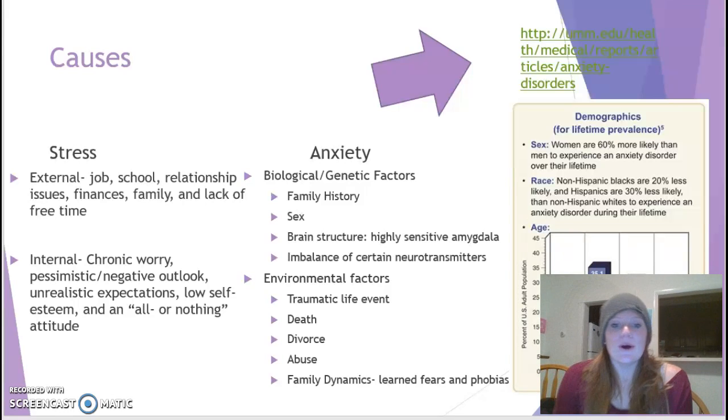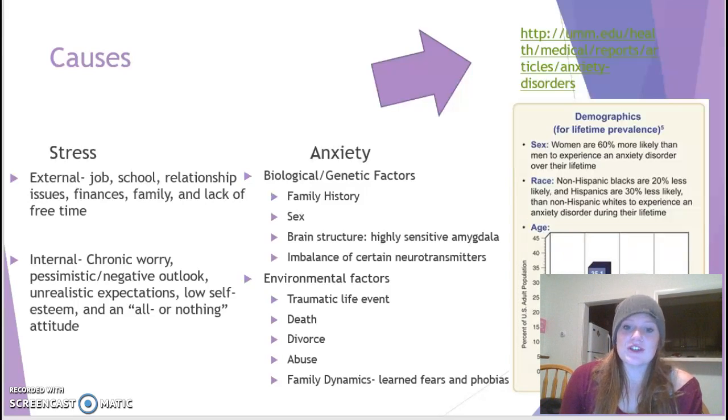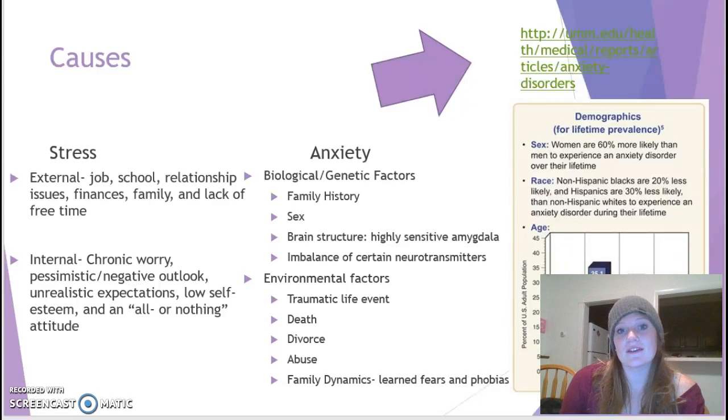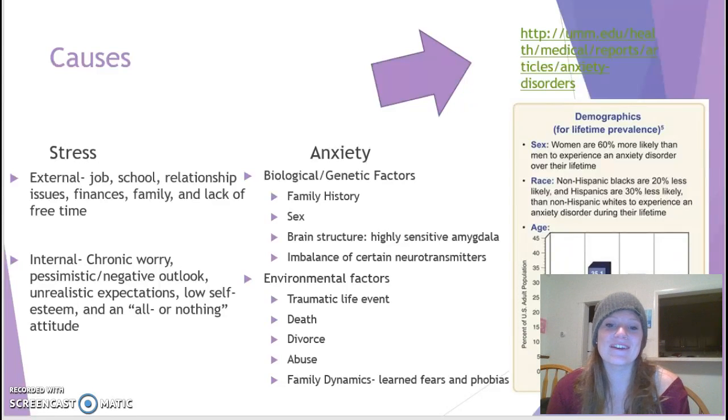Then with anxiety, there are a couple of different factors. With the biological and genetic factors, there's family history. If you have an aunt or uncle or even your parents that got diagnosed with it, then you're more likely to get diagnosed with anxiety disorders. And sex also plays a role in whether you're diagnosed, as we see in a demographic picture. We see that women are 60% more likely to develop anxiety disorders than men are.